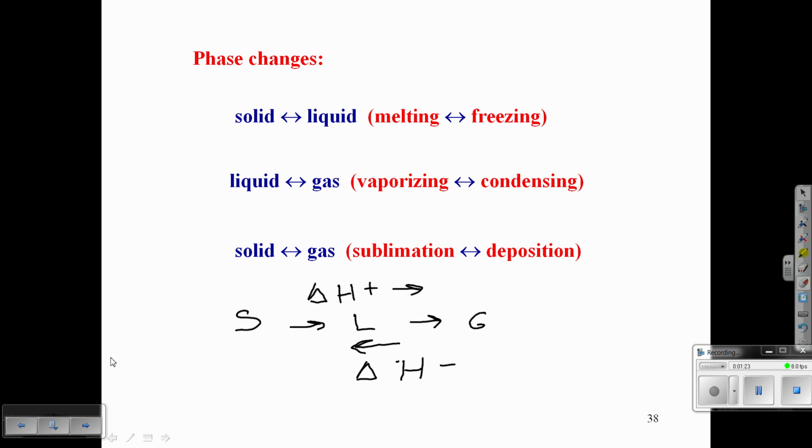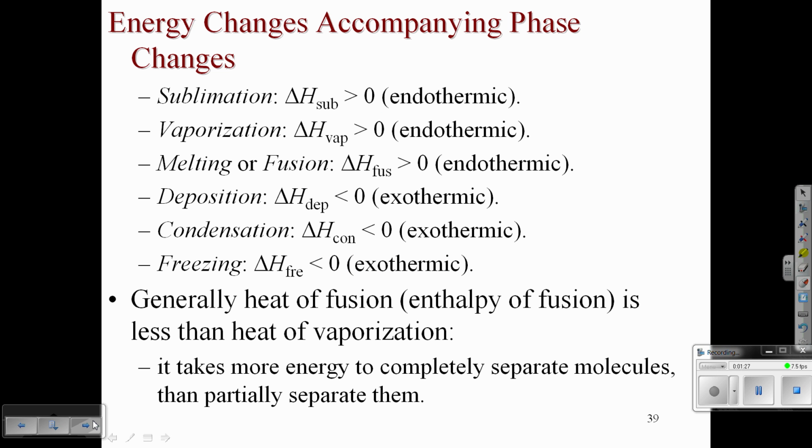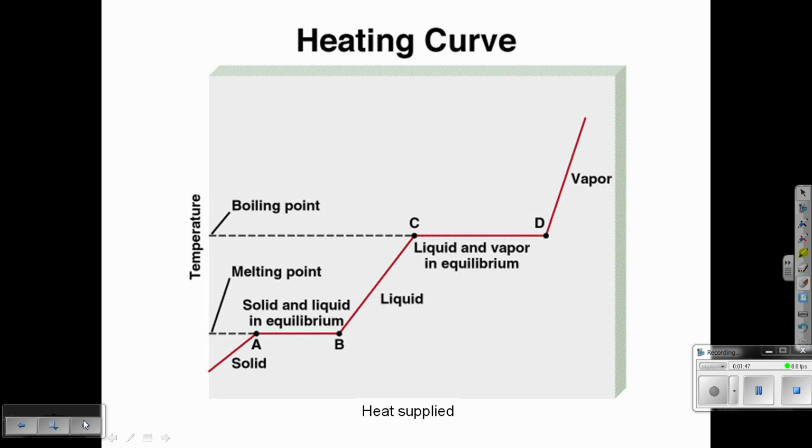So we have to learn how to interpret these on a heating curve and a phase diagram. So kind of summarizing what we just learned before, you have three endothermic ones, which are sublimation, vaporization, melting. Fusion is a fancy way of saying it. Then we have three exothermic ones, deposition, condensation, and freezing. When you go and look at heating curves, here's a typical heating curve that you're expected to interpret.